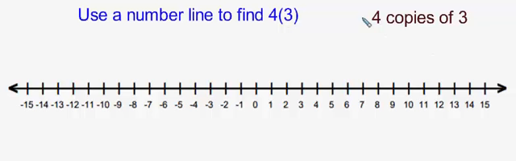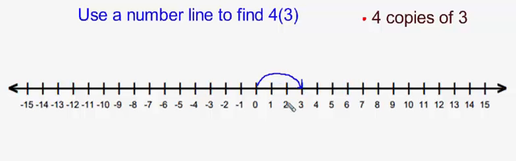Here I'm going to use a number line to find the product of 4 and 3. So to do 4 times 3, it's helpful to think of 4 times 3 as making 4 copies of 3. So I'm going to start at 0, and since I'm going to make 4 copies of 3, I'm going to represent the number 3 by starting at 0 and jumping over to the number 3.